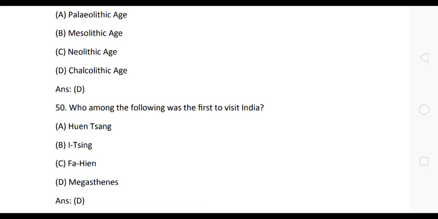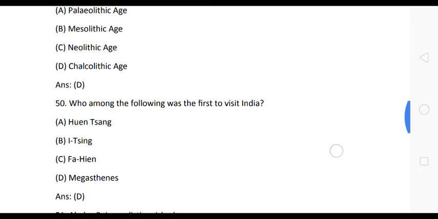The next question is, who among the following was the first to visit India? Very important question. Options are A, Huen Tsang, B, I-Tsing, C, Fa-Hien, D, Megasthenes. But the correct answer is option D, Megasthenes. Megasthenes was the first to visit India.